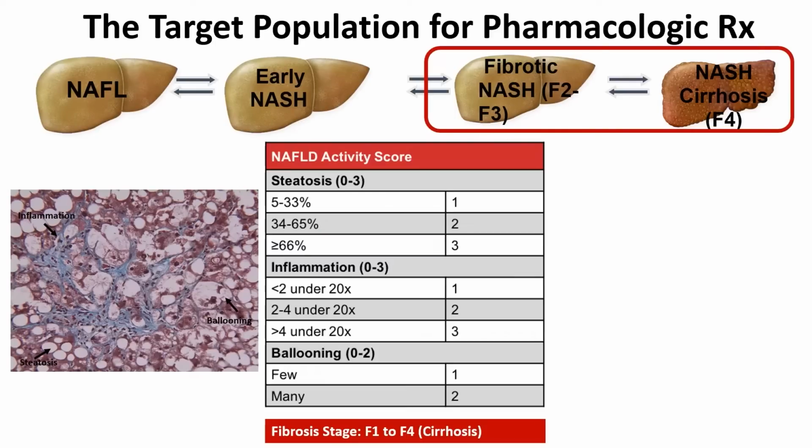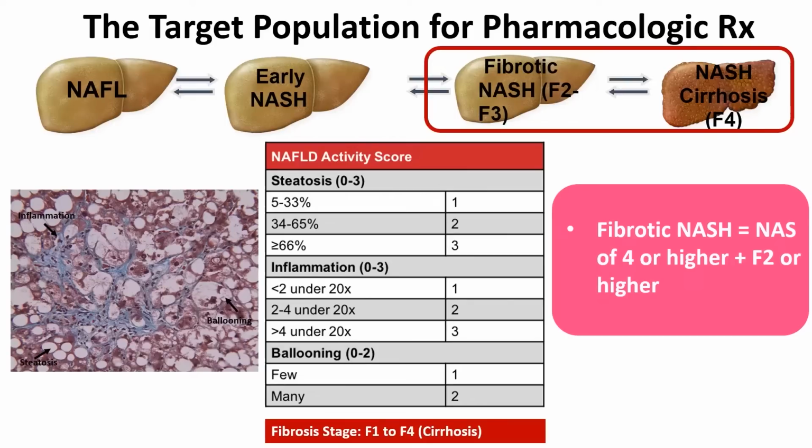So I want to make it clear that the target population for pharmacologic treatment is not everyone within the NAFLD spectrum. So we really are focusing on patients with what we call fibrotic NASH. So they need to have enough disease activity to classify them as NASH in terms of steatosis, inflammation, ballooning, and typically having a NAFLD activity score of 4 points or higher. And then they need to have significant fibrosis defined as the presence of F2, F3. And again, this is the target population for the new therapeutic agents, patients with fibrotic NASH, so NAS of 4 or higher and F2 or higher.